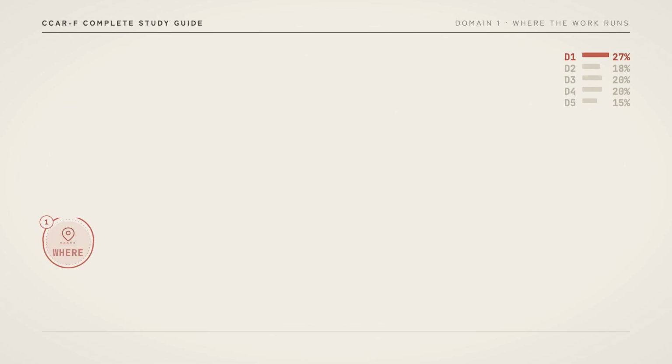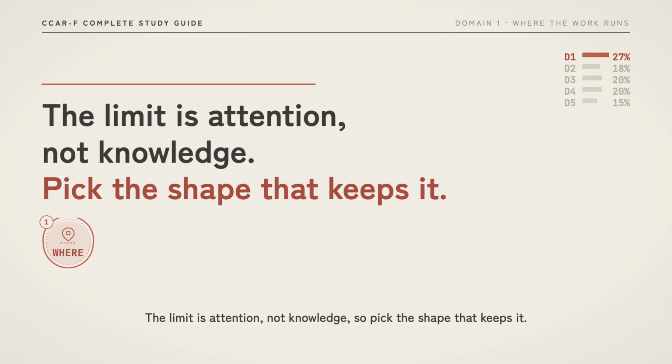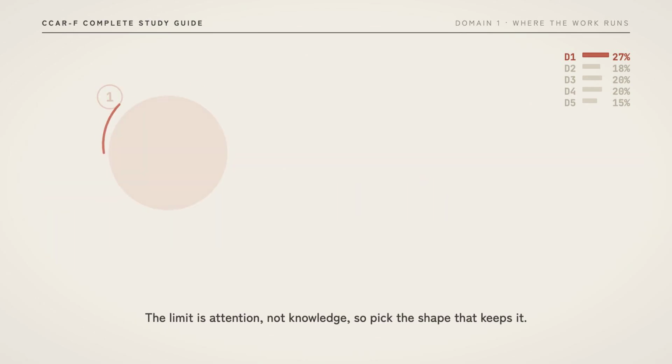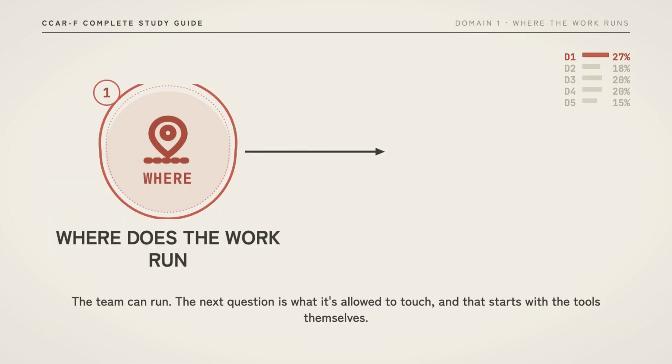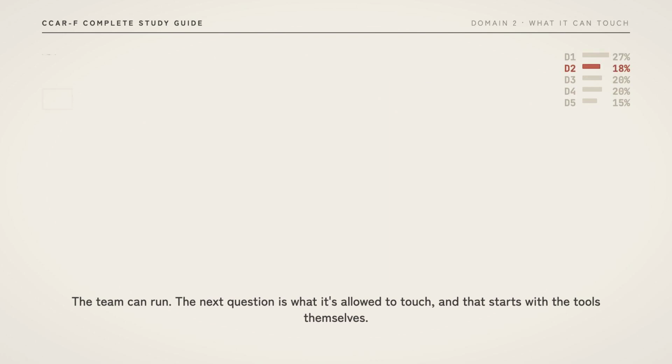One line to carry out of the biggest domain. The limit is attention, not knowledge, so pick the shape that keeps it. The team can run. The next question is what it's allowed to touch, and that starts with the tools themselves.